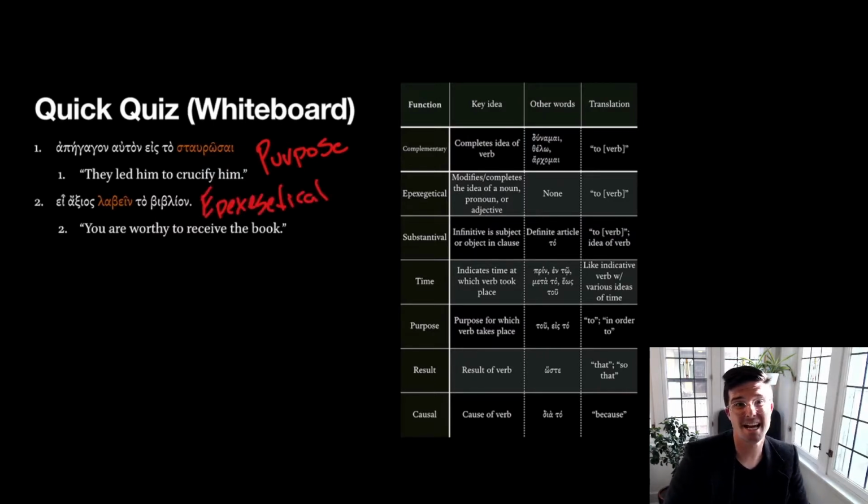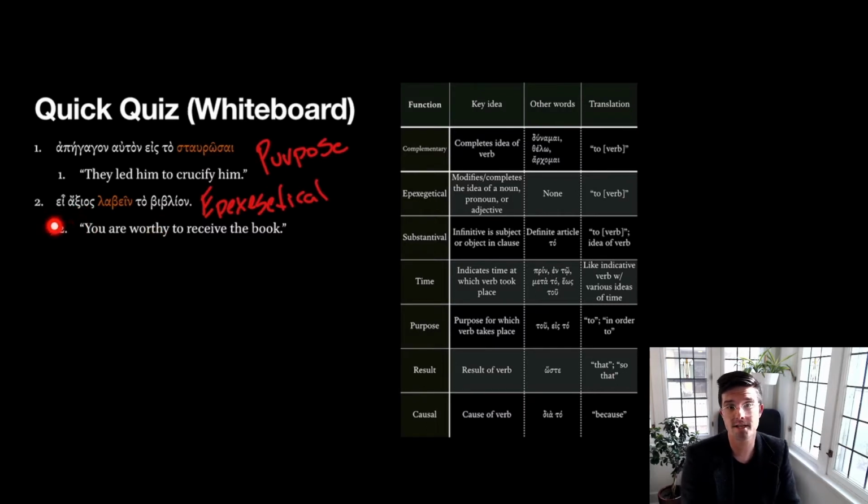So here we have an example of the epexegetical infinitive. You are worthy. So worthy is an adjective here, and I wasn't as explicit as I should have been on that last slide, that the epexegetical infinitive can modify not only a noun but also pronouns and adjectives. So here, to receive the book is giving us more information about worthy. It's completing the idea of worthy, telling us why the Lamb is, or what is worthy about the Lamb, worthy to receive the book.